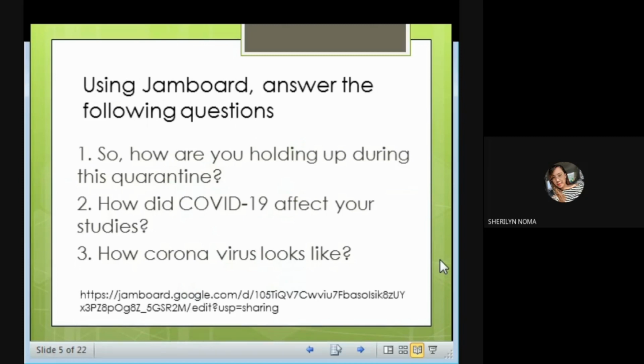Okay, using Jamboard, answer the following questions. Number 1, how are you holding up during this quarantine? Number 2, how did COVID-19 affect your studies? And number 3, how does the coronavirus look like? Below is the link of the Jamboard. You can type your answer in the Jamboard.